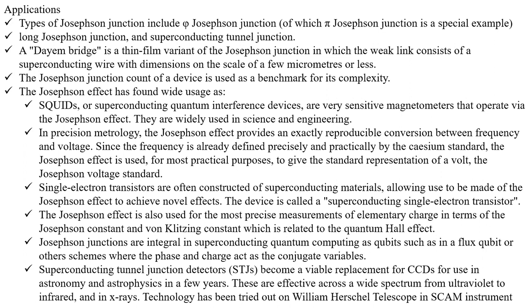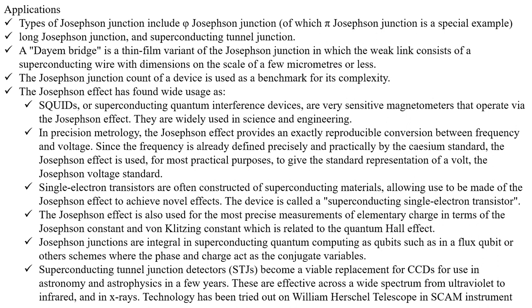Similar to the Hall effect you studied, the relation between I and V, there is a quantum Hall effect. Based on this, Josephson junctions are integral in superconducting quantum computing. It is a very well-known technique now in qubits, such as the flux qubit or even other schemes where the phase and charge act as conjugate variables. Superconducting tunnel junction detectors, they are calling them STJs. You might have heard of bipolar junction transistors of that kind.